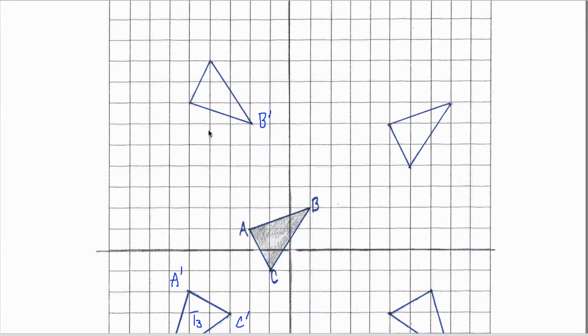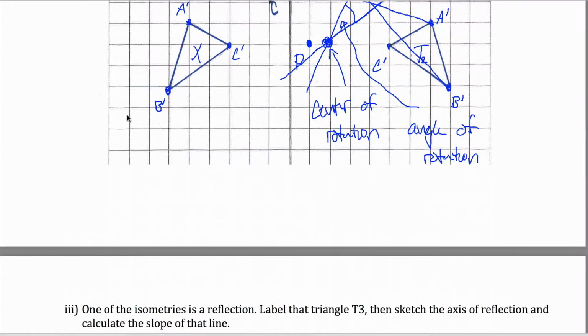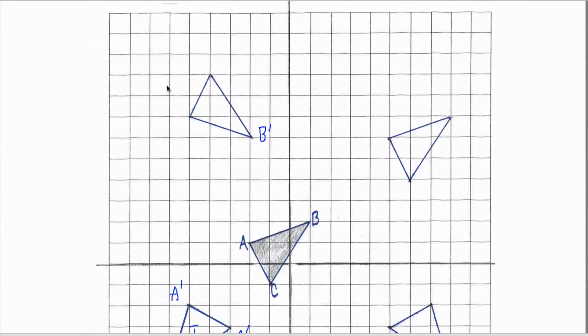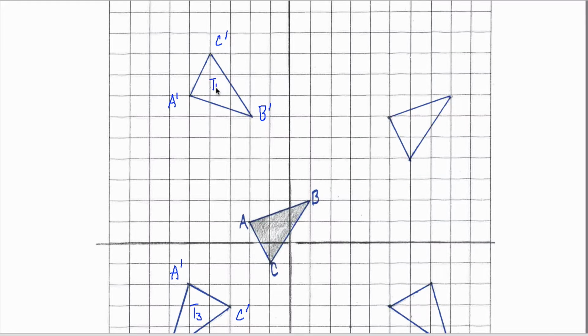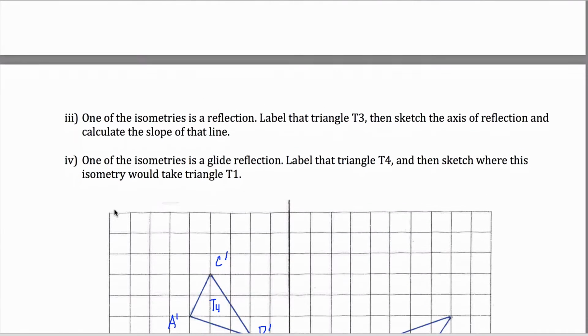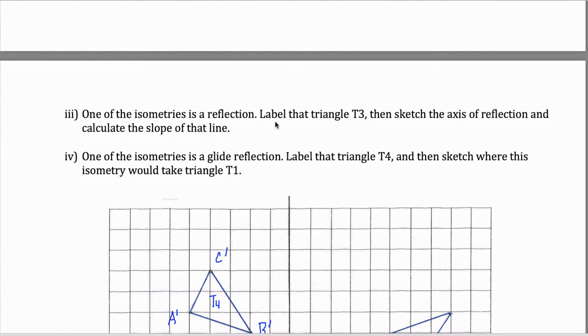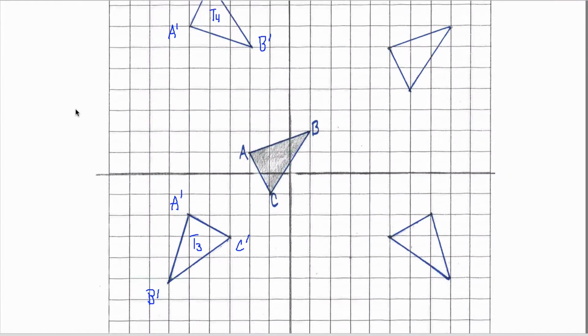This is B prime, and what did I say? A prime was the bottom, and C prime was up here. So this one must be my glide reflection, so it's T4. So label T3, then sketch the axis of reflection and calculate the slope of that line.